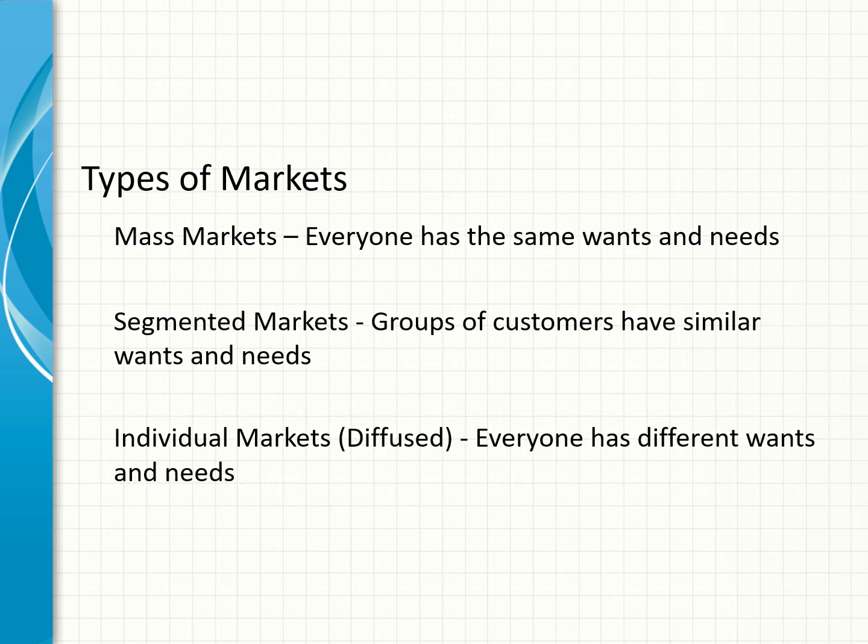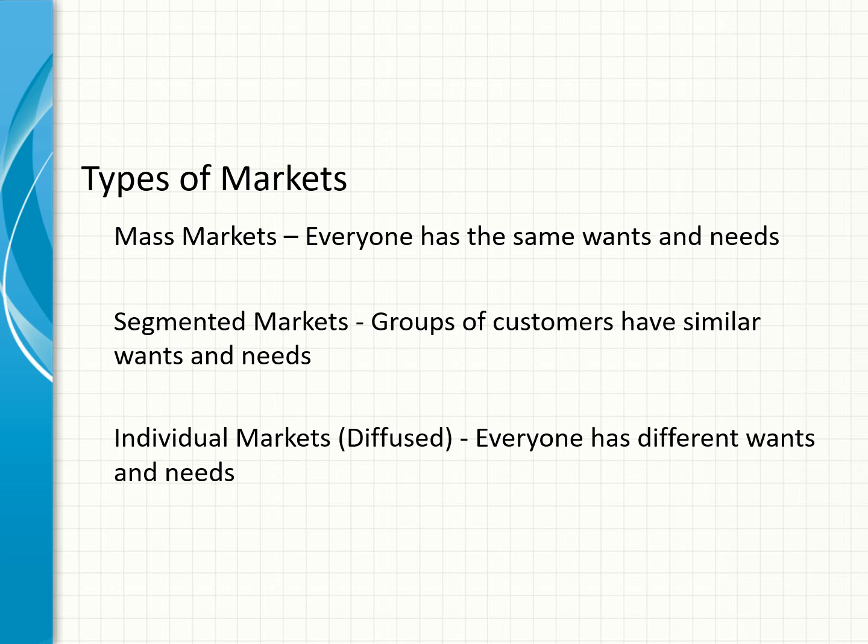Now, one of the questions about segmentation is, well, Jack, segmentation's great. We're going to break the market down into homogeneous groups of demand, but that's not the only way to do business. And the argument has been made that there are, in fact, 3 types of markets. Mass markets, where everybody wants the same thing. Individual markets, or diffuse markets, where everybody wants something different. And then segmented markets, where similar groups of people will have similar wants and needs. So let's take a look at this.